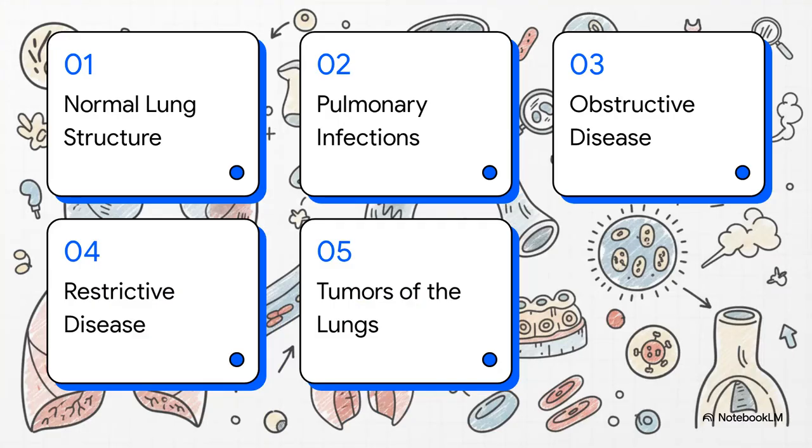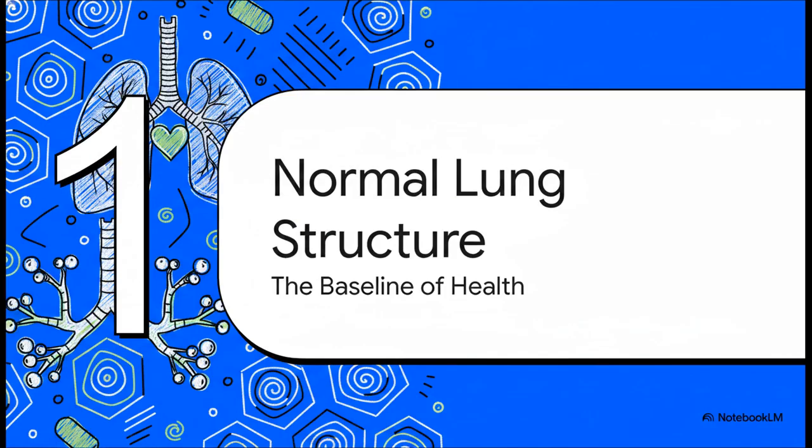Here's the roadmap for our blueprint today. We'll start with the normal structure of the lungs, move into pulmonary infections, then tackle chronic obstructive pulmonary disease, restrictive pulmonary diseases, and finally, tumors of the lungs. First up, Section 1, the normal structure of the lungs.